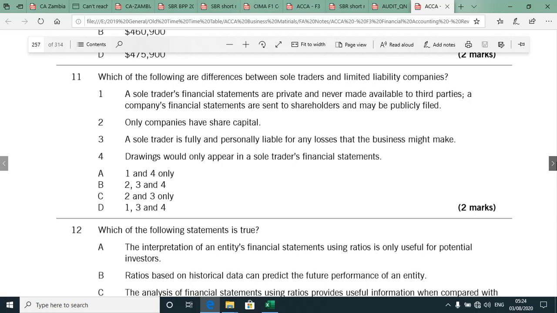One says sole traders' financial statements are private, never made available to third parties. Then a company's financial statements are sent to shareholders and may be publicly filed. In the case of a public company, that's correct. Then 2 says only companies have share capital. That's also correct. Then 3 says the sole trader is fully and personally liable for any losses that the business might make. That's correct. And then 4 says drawings would only appear in the sole trader's financial statements. That's correct, because in the company's statements we have got that.